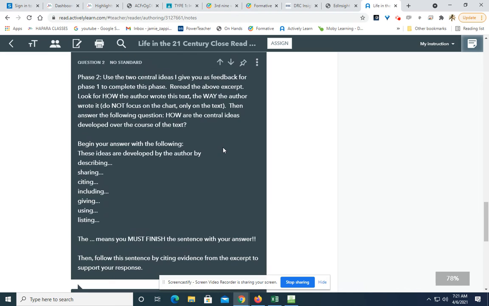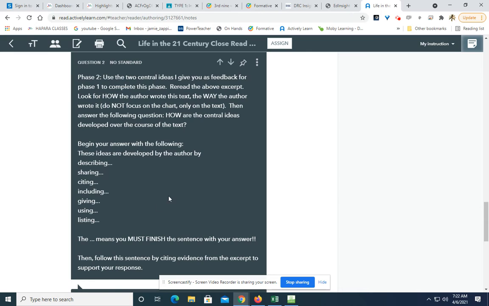So as you look through those paragraphs, I want you to think about, and then after you decide on a specific item that you notice stylistically the author uses, I want you to answer the following question. How are the central ideas developed over the course of the text? Your opening sentence should be, these ideas are developed by the author by what? Describing, finish that sentence. Sharing what? Finish that sentence. Citing what?